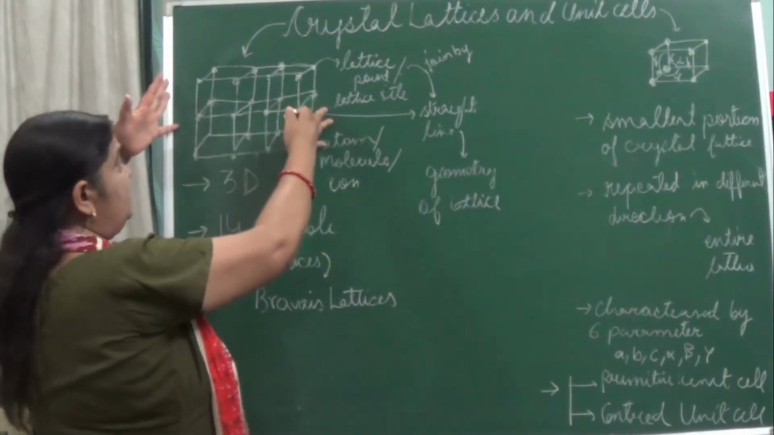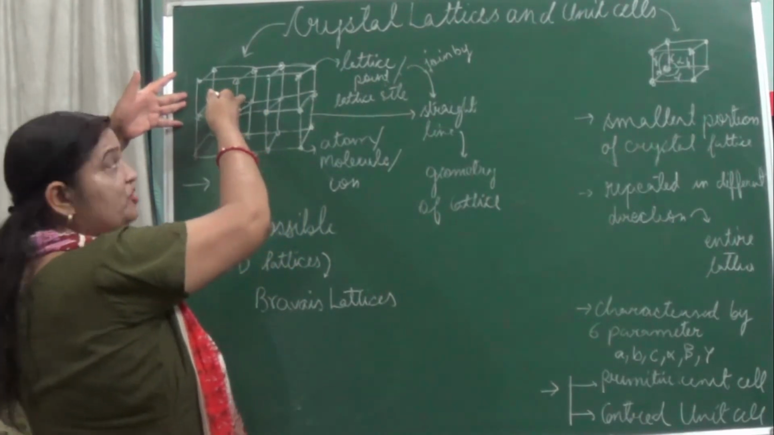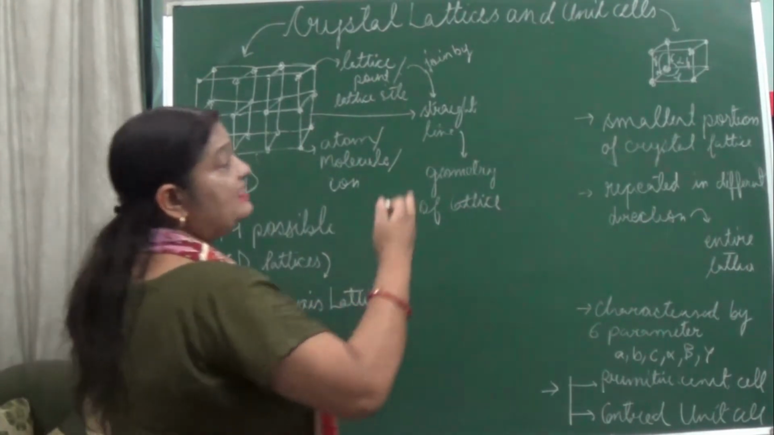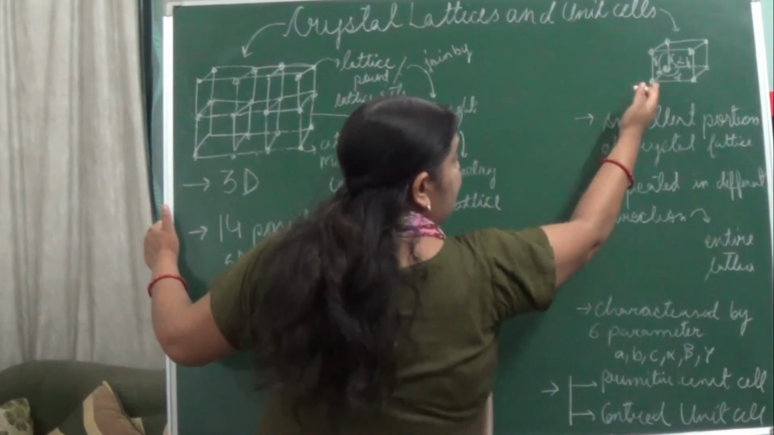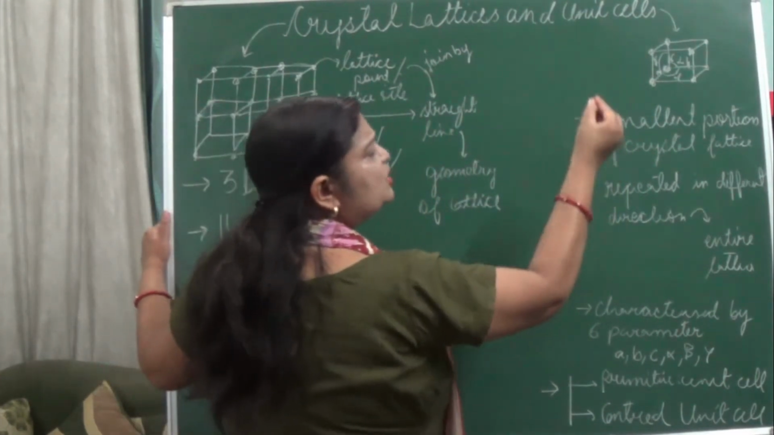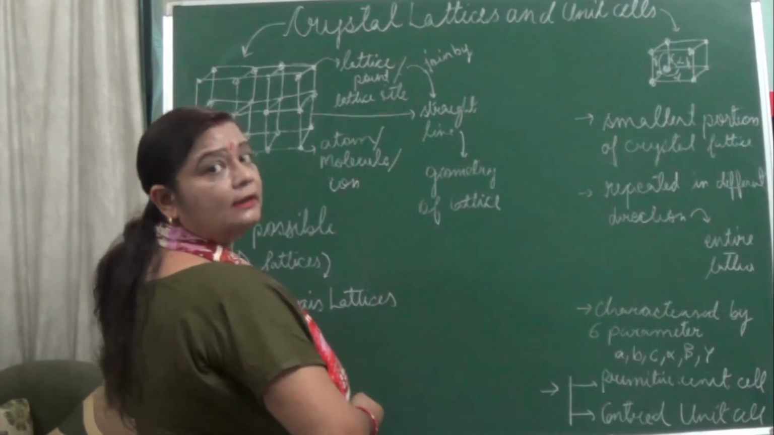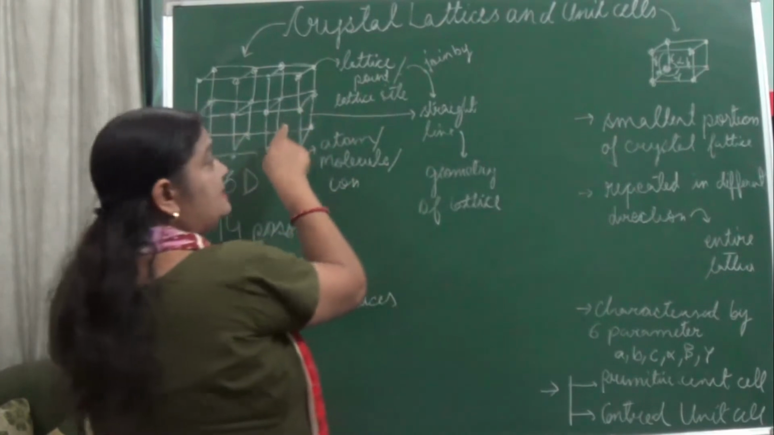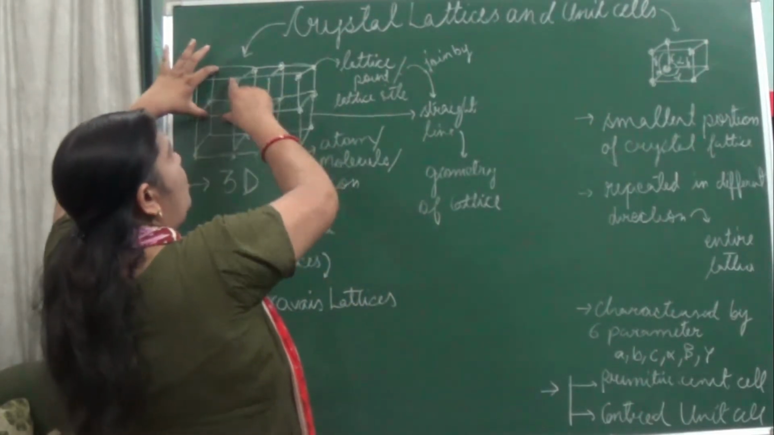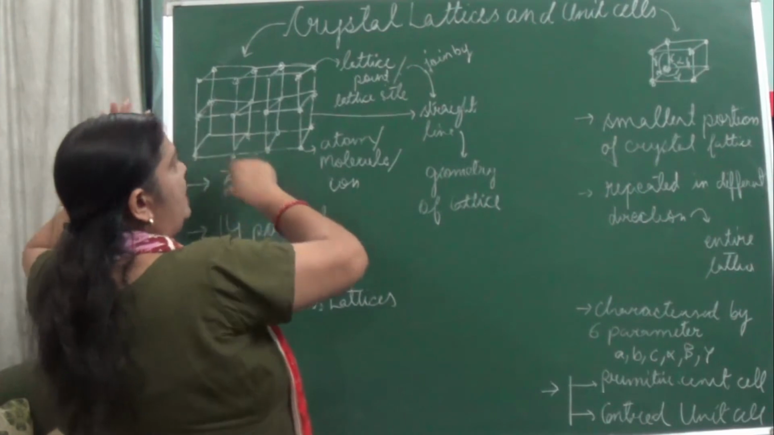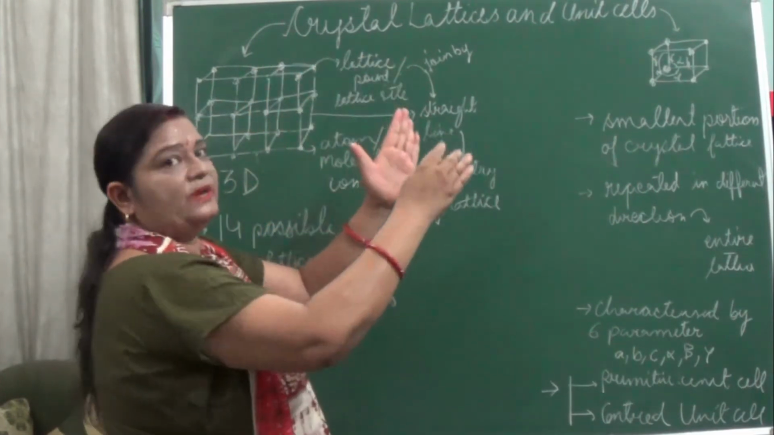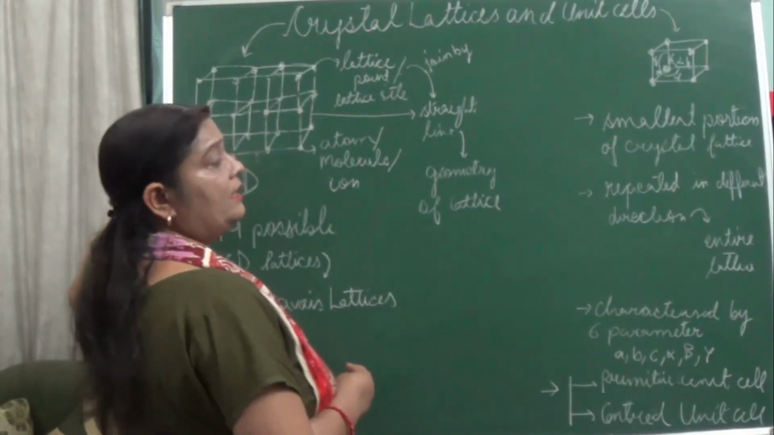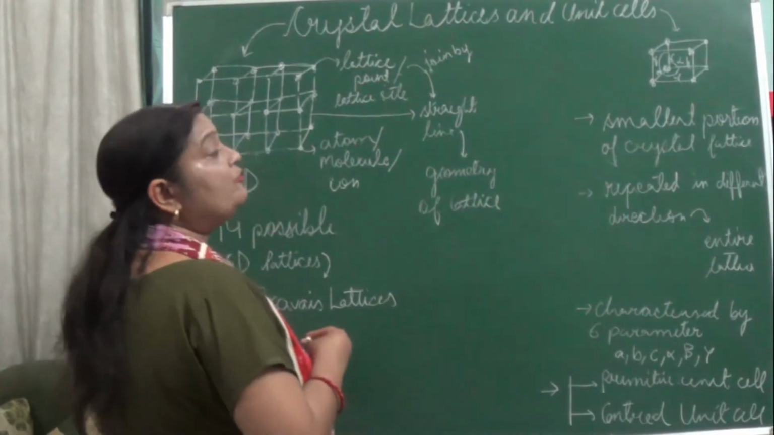From this whole lattice structure, I am going to take out a small portion of it, and that is known as the unit cell. This unit cell is the smallest portion of a crystal lattice. Now how is this arranged in the crystal lattice? It is repeatedly arranged one after another. It is not that in one place it is present and another it is vacant. It is repeatedly arranged in the lattice, in different directions.